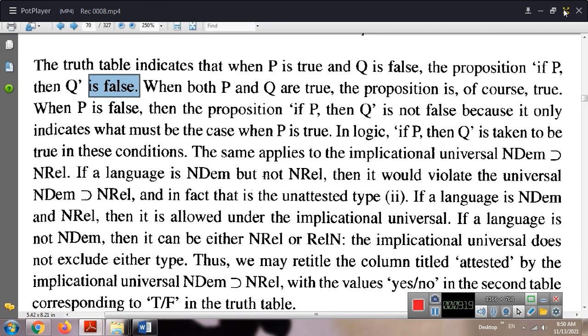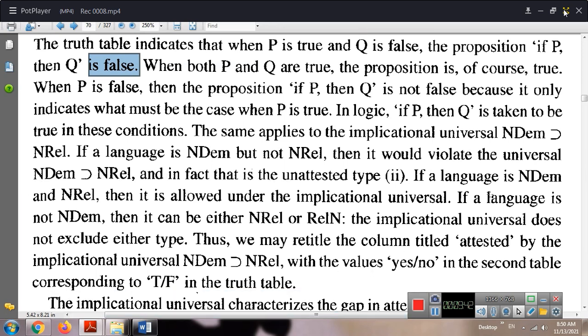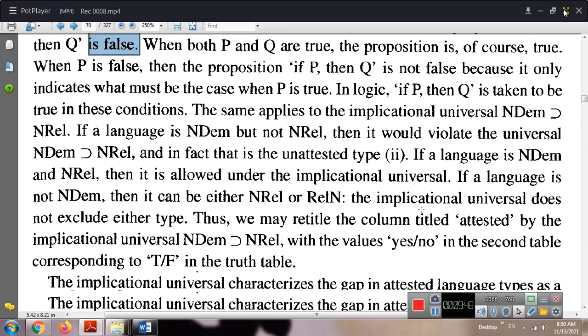The same applies to the implicational universal. If noun demonstrative, then noun relative. If a language is noun demonstrative but not noun relative, then it would violate the universal. If noun demonstrative, then noun relative. And in fact, that is the unattested type, which is the second one. If a language is noun demonstrative and noun relative, then it is allowed under the implicational universal.